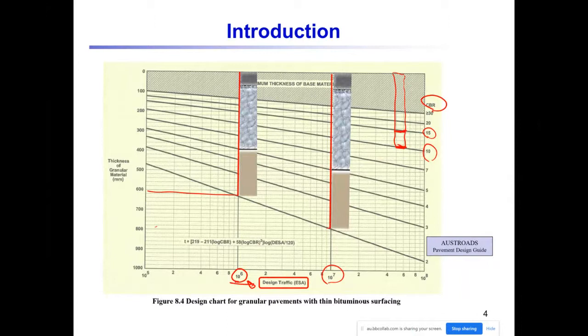So the main two parameters are CBR value as well as the design traffic. I will later tell you how to use this chart to design flexible pavement. But here I just wanted to show you how important are these two design parameters, CBR and design traffic.